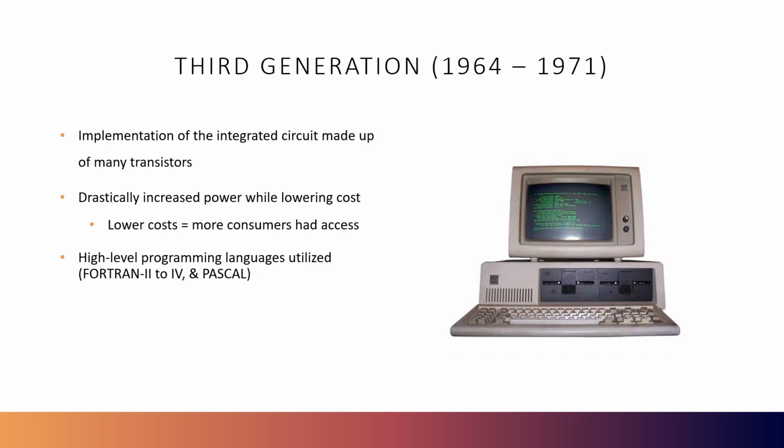The third generation was from 1964 to 1971. Here we saw the implementation of the integrated circuit made up of many transistors. Computers saw a drastic increase in power, while prices began to fall, making computers more accessible to businesses. High-level programming languages were also implemented, such as Fortran 2.4 and Pascal.